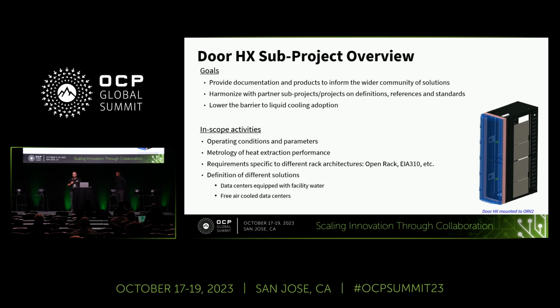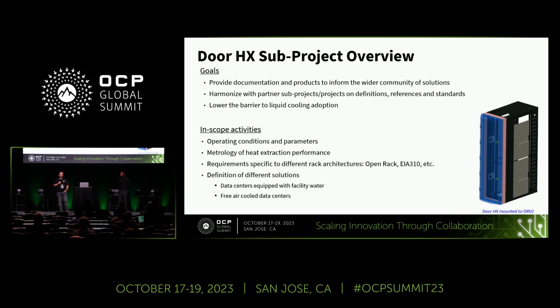But also a very important point is to reduce the barrier to the implementation of liquid cooling. This is a new technology we have to consider. Many people ask about liquid cooling, but this is a new technology, and we have to make everything easier to implement this.